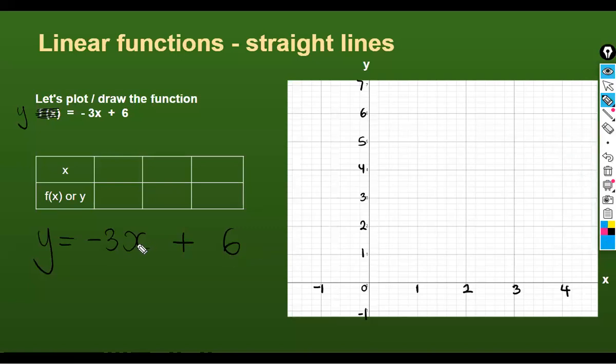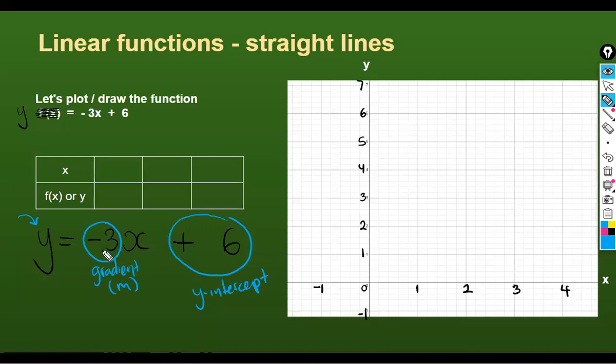Right, so this line. Remember, whoever is touching x is your gradient, and the letter for gradient is the letter M. And whoever is not touching x is your y-intercept. Now, this only applies if y is the subject. Lucky for you, y is the subject, meaning that y alone is on one side while everyone else is on the other side.